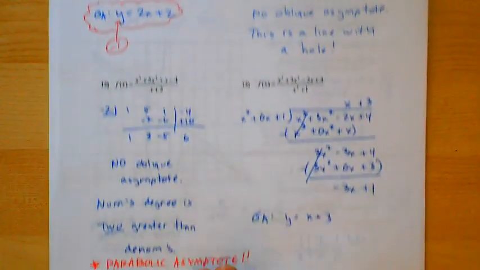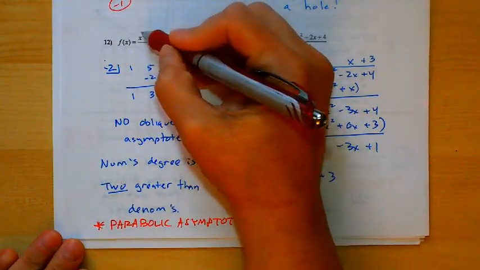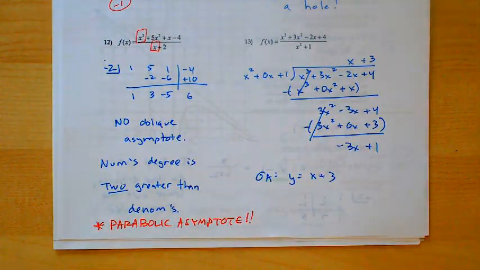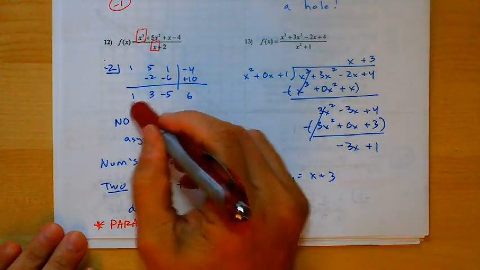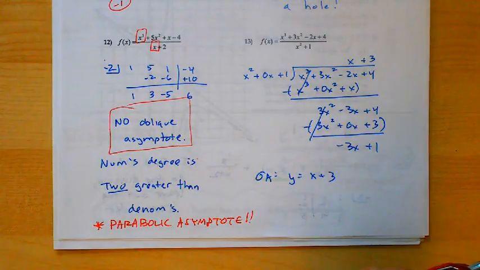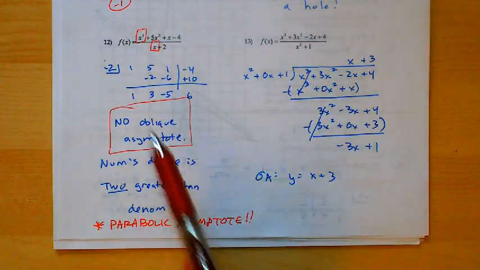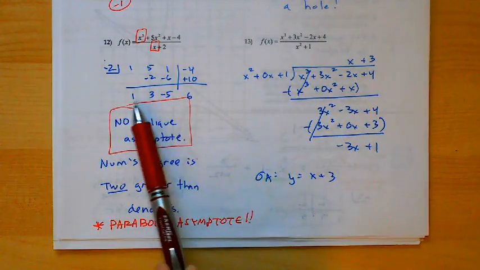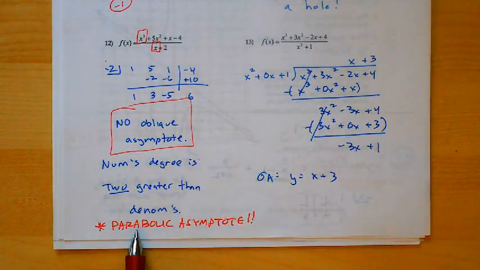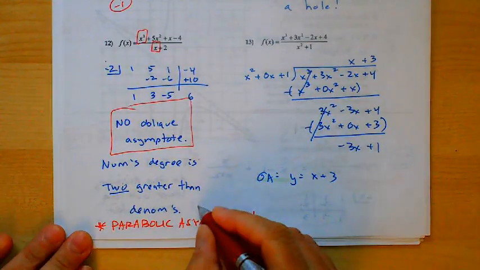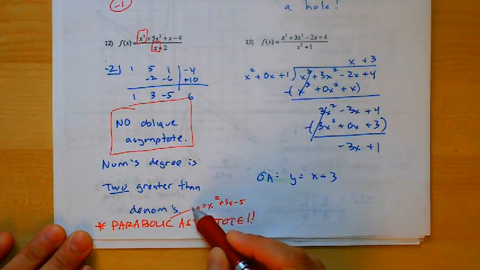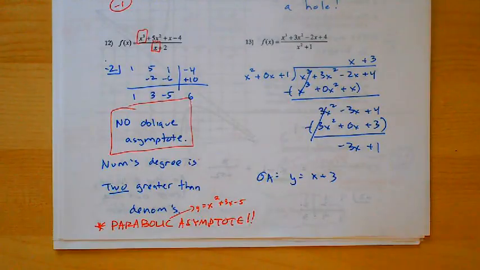All right, moving on down to number 12. The degree of the numerator was 3. The degree of the denominator was only 1. Right away, you didn't even have to do work. There's no oblique asymptote because of that difference in the degrees of 2. I will point out, though, I did the division anyway just to go a little extra, and that equation that's left would be a parabola. So if you were to graph this, you actually would see a parabolic asymptote of y equals x squared plus 3x minus 5. But yeah, that is not what I was asking. I was asking, is there an oblique asymptote? And there's not. End of story.